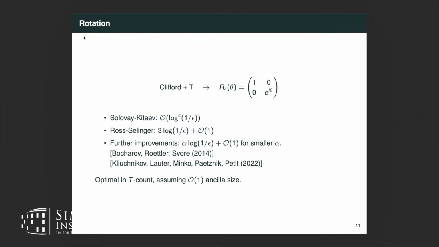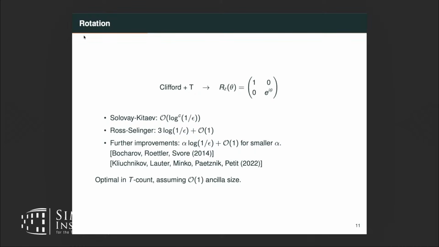OK. So let me first start with the rotation. The problem is simple. You're given a gate set, which is Clifford plus T, and you want to approximate this diagonal unitary. It's one of the first things that you learn in quantum computing, generating a continuous gate set from a discrete gate set. And famously, there's the Solovay-Kitaev theorem, which solves this problem for any universal gate set, if you have inverses. But for a rather specific gate set like this, you can often do a lot better.